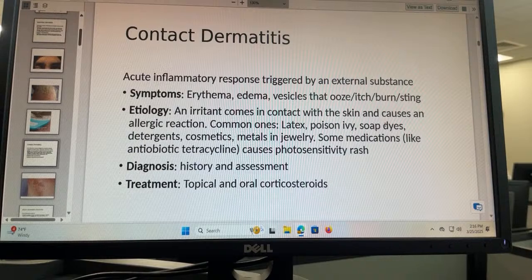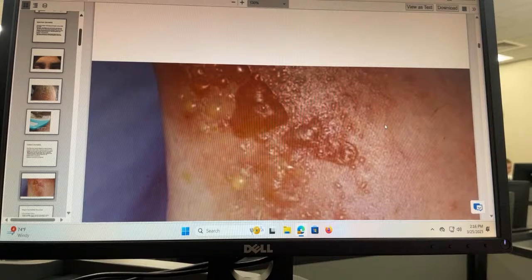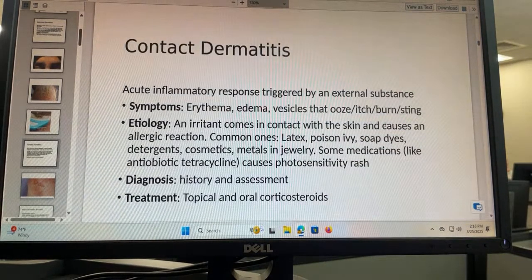So sensitivity to light, right? You're more likely to get a sunburn or have a rash from the sun when on tetracycline. This is a very common antibiotic, and it's a very common side effect. What it looks like is a bunch of redness, maybe some swelling, and then vesicles. Vesicles are little blistery blebs that ooze fluid, so that is a vesicle. And they itch, burn, or sting depending on the specific reaction.